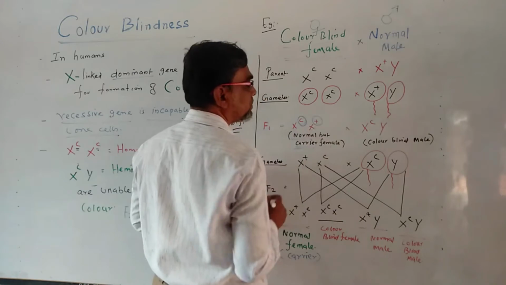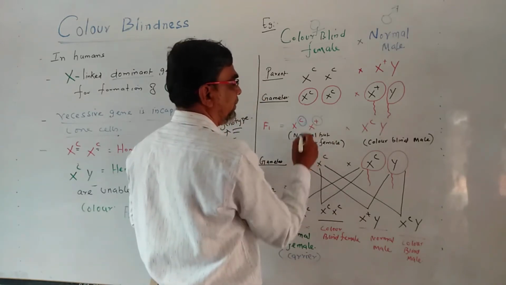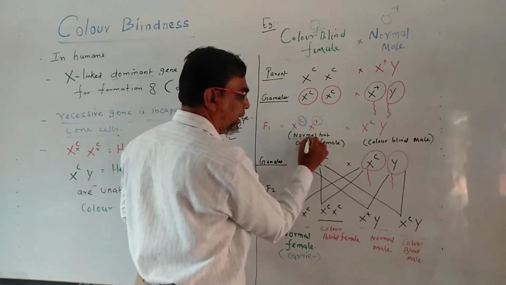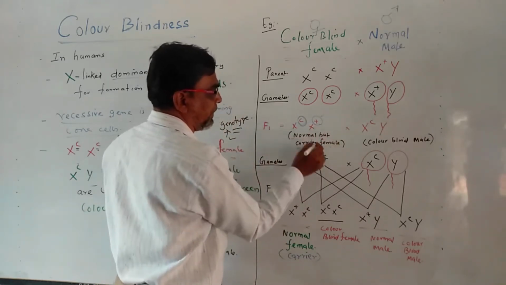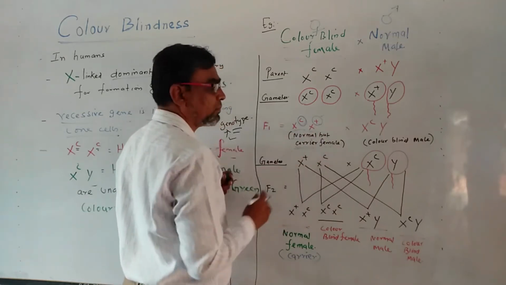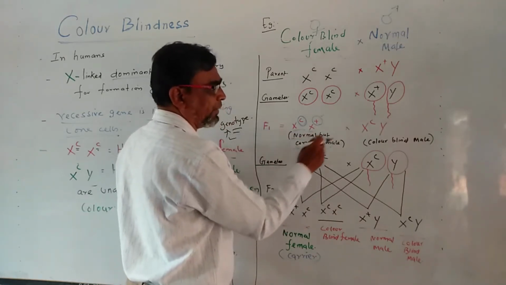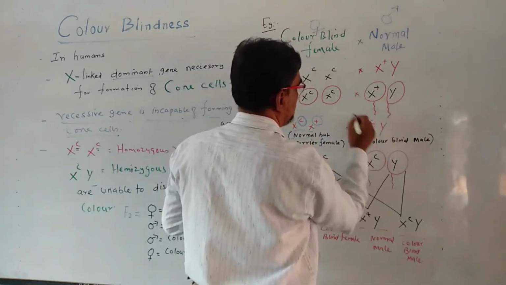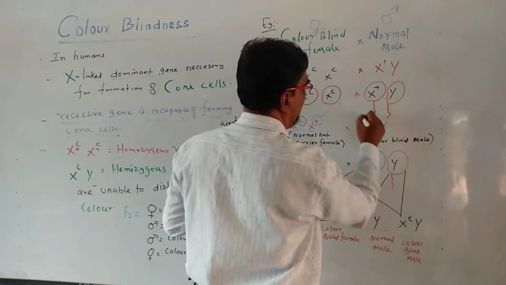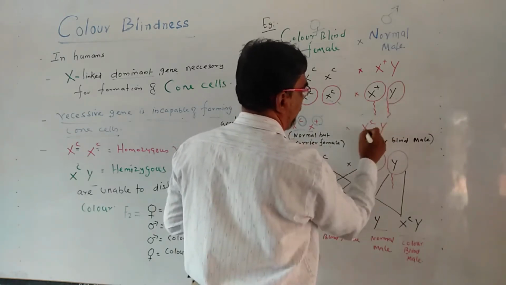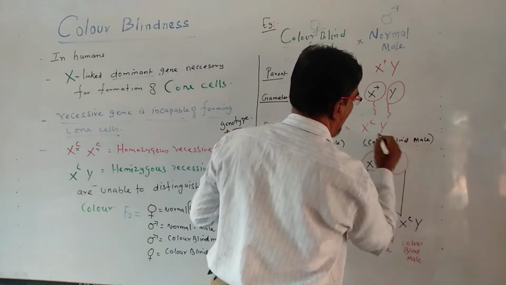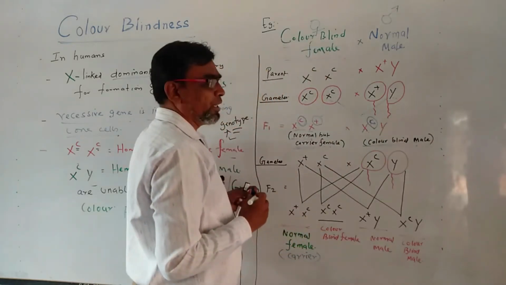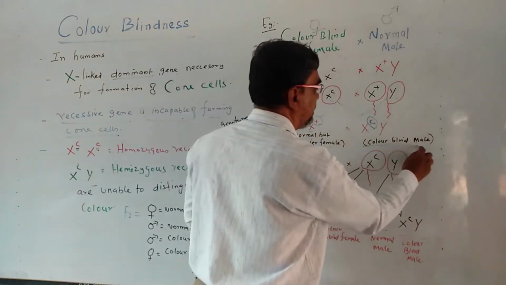Here the plus is there, so it's a dominant gene. Even though the recessive gene is present, because of the dominant gene they have normal vision but are carriers. It's a female because both are X. They are normal but carriers. But here, one X^c and Y. This is a gamete, this is also a gamete. When we combine these two, X^c and Y, it is a color blind male because the recessive gene is present. Color blind male. Are you clear?